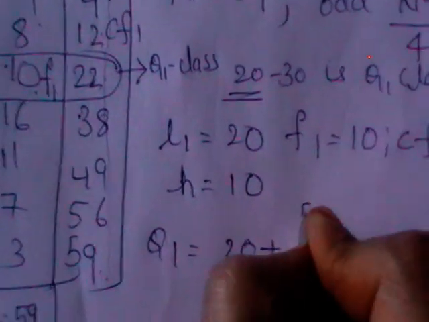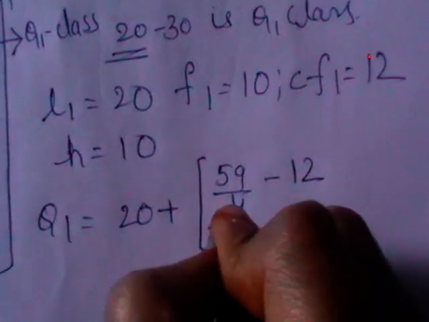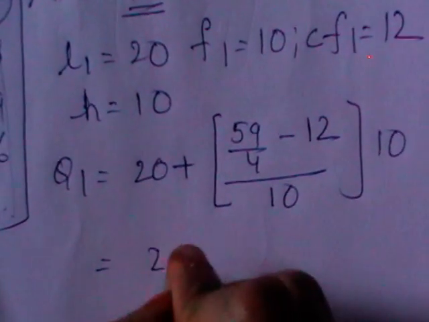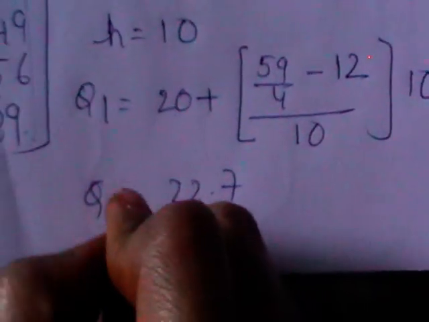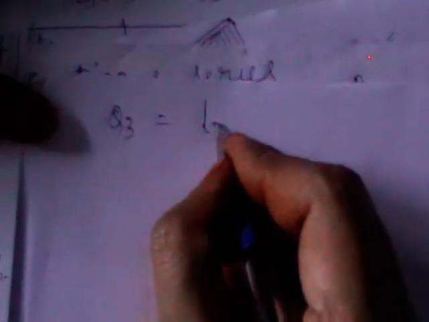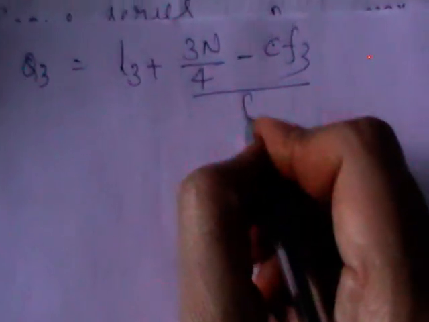So Q1 is 20 plus n by 4, which is 59 by 4, minus CF1 which is 12, by 10 into 10. I'll write the value directly: Q1 is 21.7. Now you should calculate Q3. What is the formula for Q3? Q3 is L3 plus 3n by 4 minus CF3 by F3 into H.